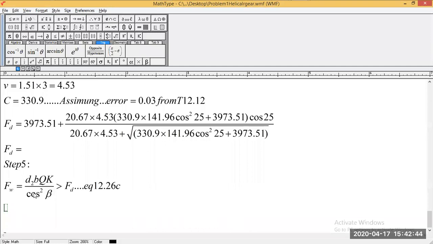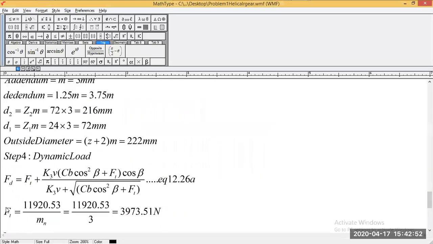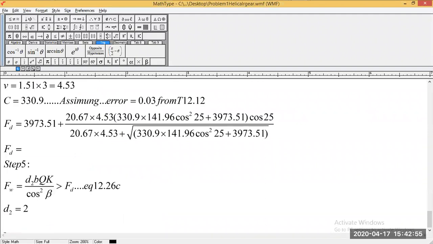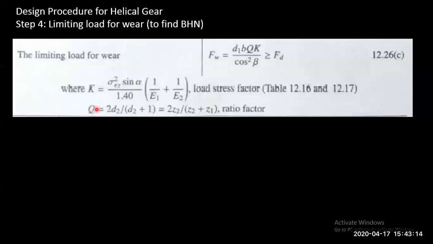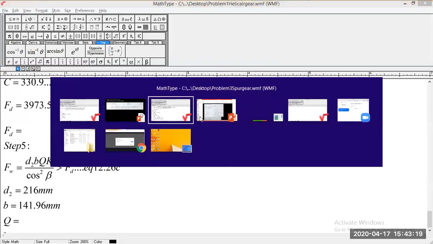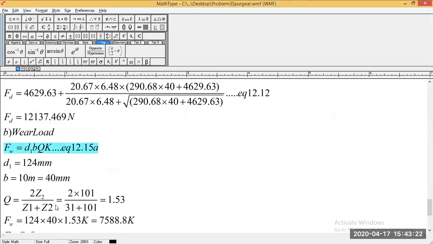So one by one we'll write down. So D2 equal to 216 mm, and B is 141.96. Again, this is in mm. Then Q. So for Q, I think we need to refer here. Q is given in this fashion: Z2 by Z2 plus 1. I already input this. Yes.